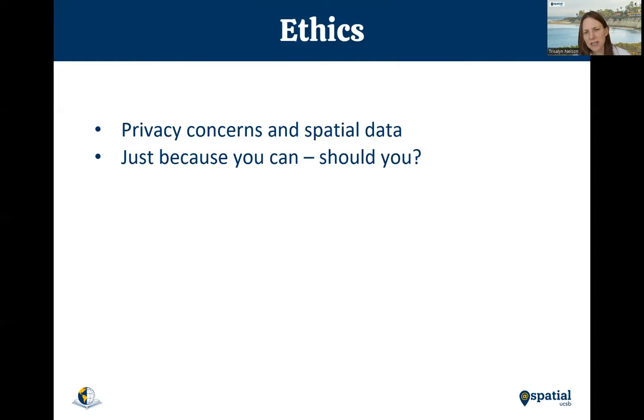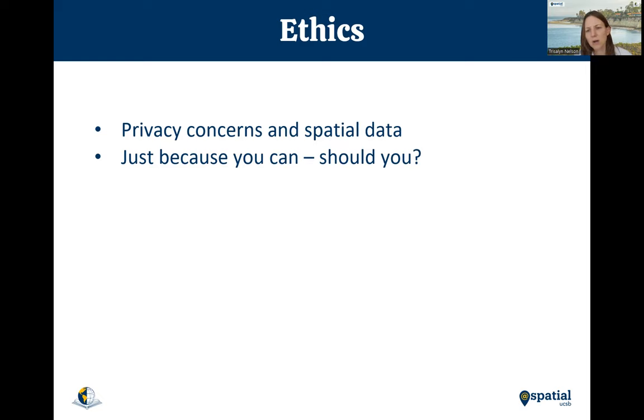Anytime you use spatial data, there are ethical concerns. And in this module, we focused on some of the privacy concerns of working with spatial data. All data should be protected, but spatial data, which links everything to particular locations, can be particularly sensitive. And given the proliferation of GPS and phones and other devices that we use in our daily lives, issues around ethics and privacy of spatial data have never been more important than they are today.